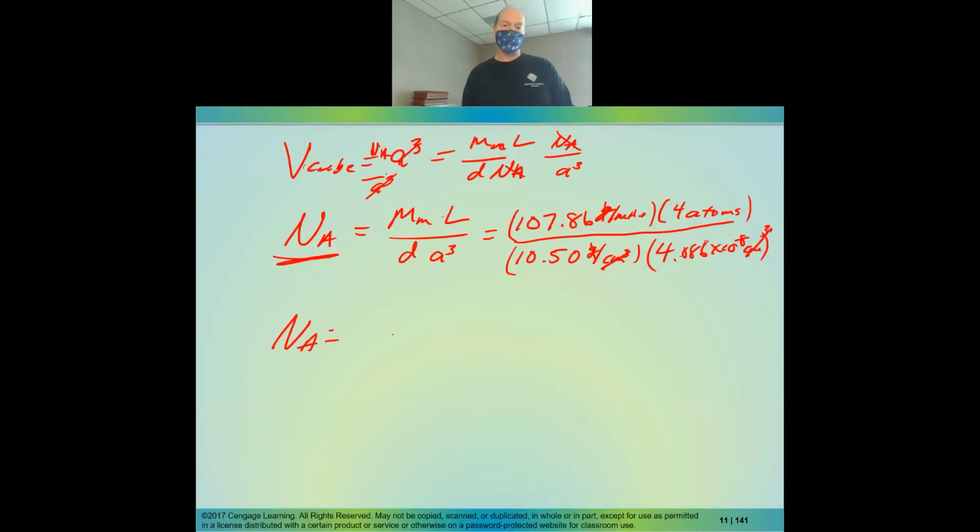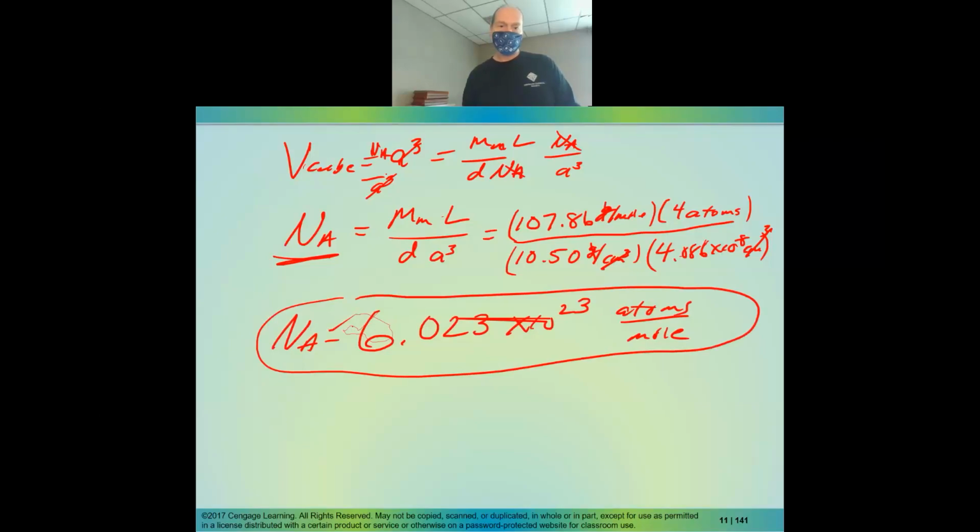And so when you push the buttons on your calculator, you get 6.023 times 10 to the 23rd atoms per mole. All right, and so the actual value is 6.022. So again, it is only different in the last significant figure, the number that has some uncertainty. And so again, it could be solved for molar mass, it could be solved for L, it could be solved for density, it could be solved for A. You're going to have to solve for one of those, or solve for the volume of the cube.